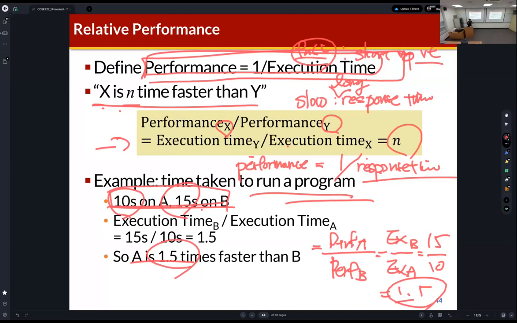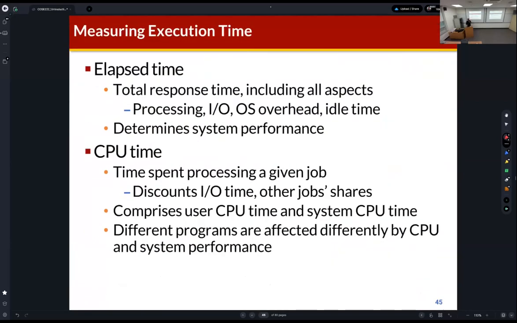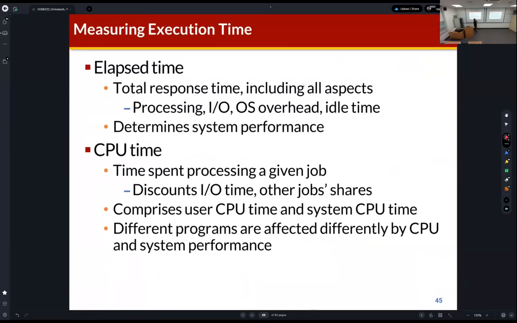Okay, we always use this metric to compare the performance of two different systems, right? It starts from the definition. Okay, you need to remember the definition. Okay, and that's it. Okay, but we need to consider some different aspects of the computer system.